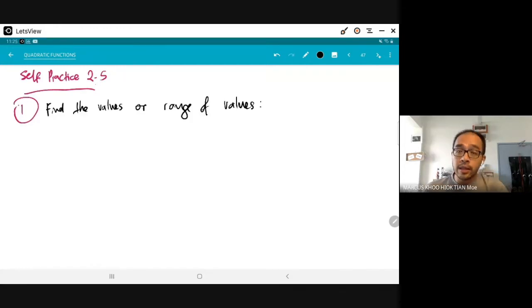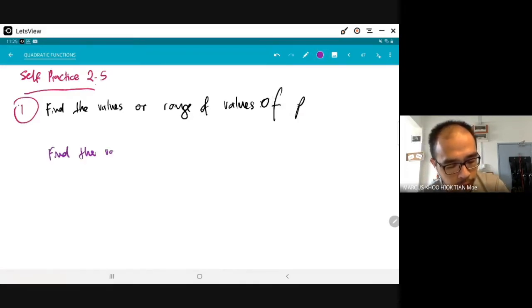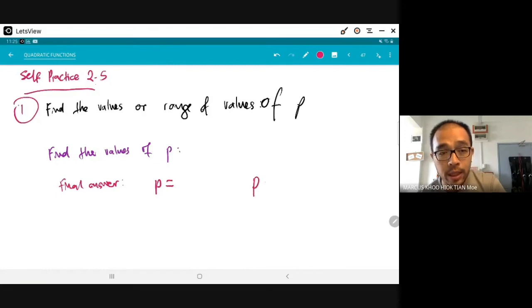Now there's a difference between these kinds of answers. If the question says find the values of P, this means your final answer will be P equals this, and then P equals this. Maybe there's only one value of P, maybe there's more than one value. But find the values means P equals blah, blah, blah.